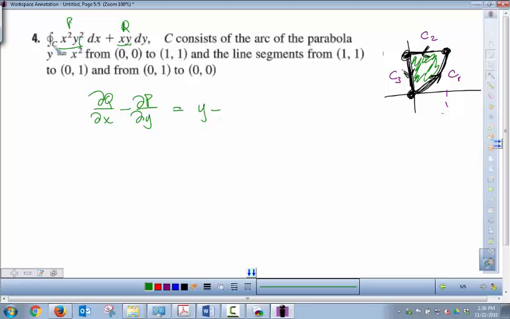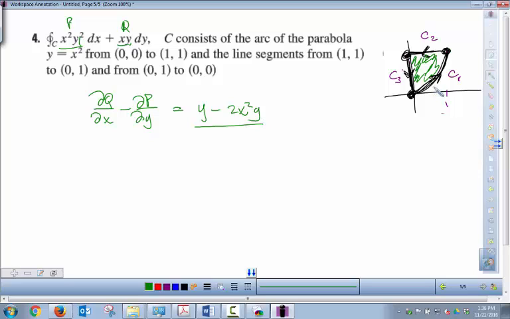And then I want to take the derivative of p with respect to y. So that's 2x squared y. So 2y, and then the x squared is a constant. So this is going to be my integrand.